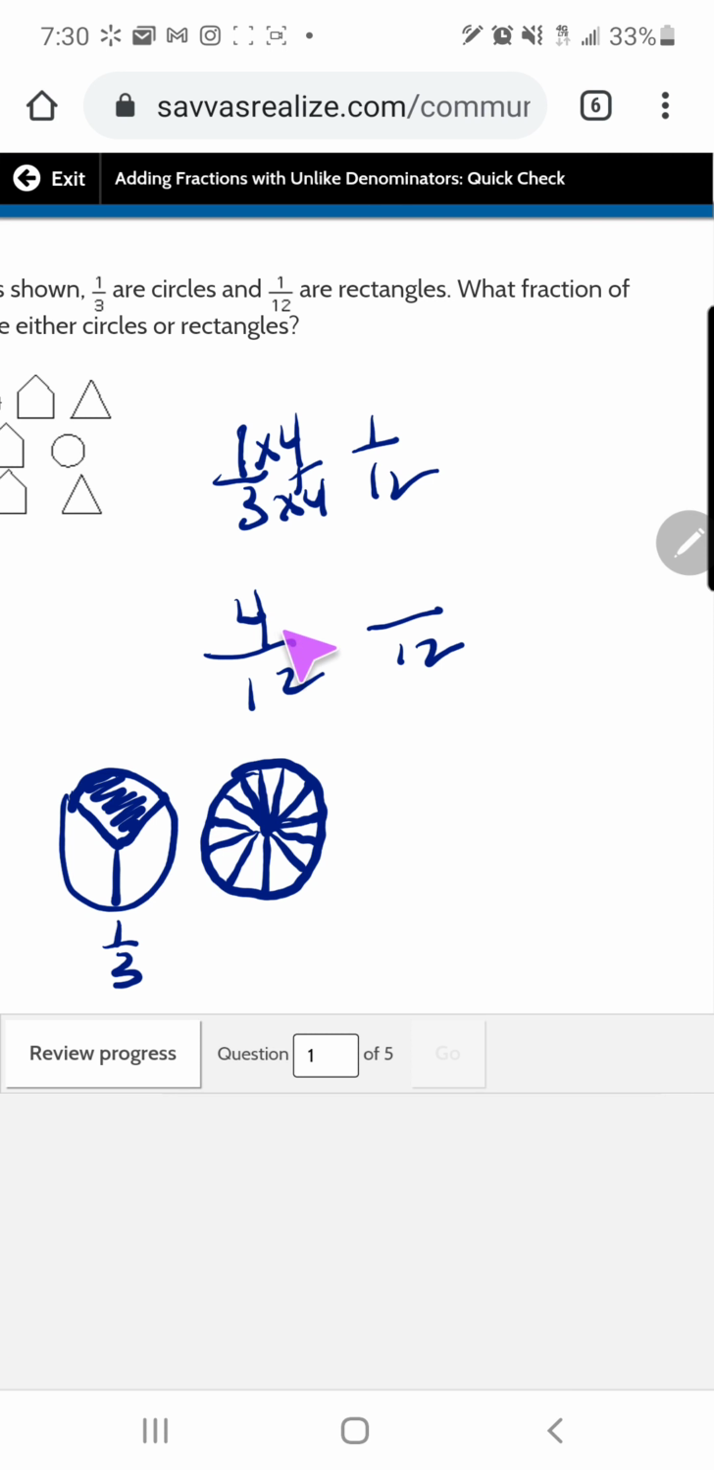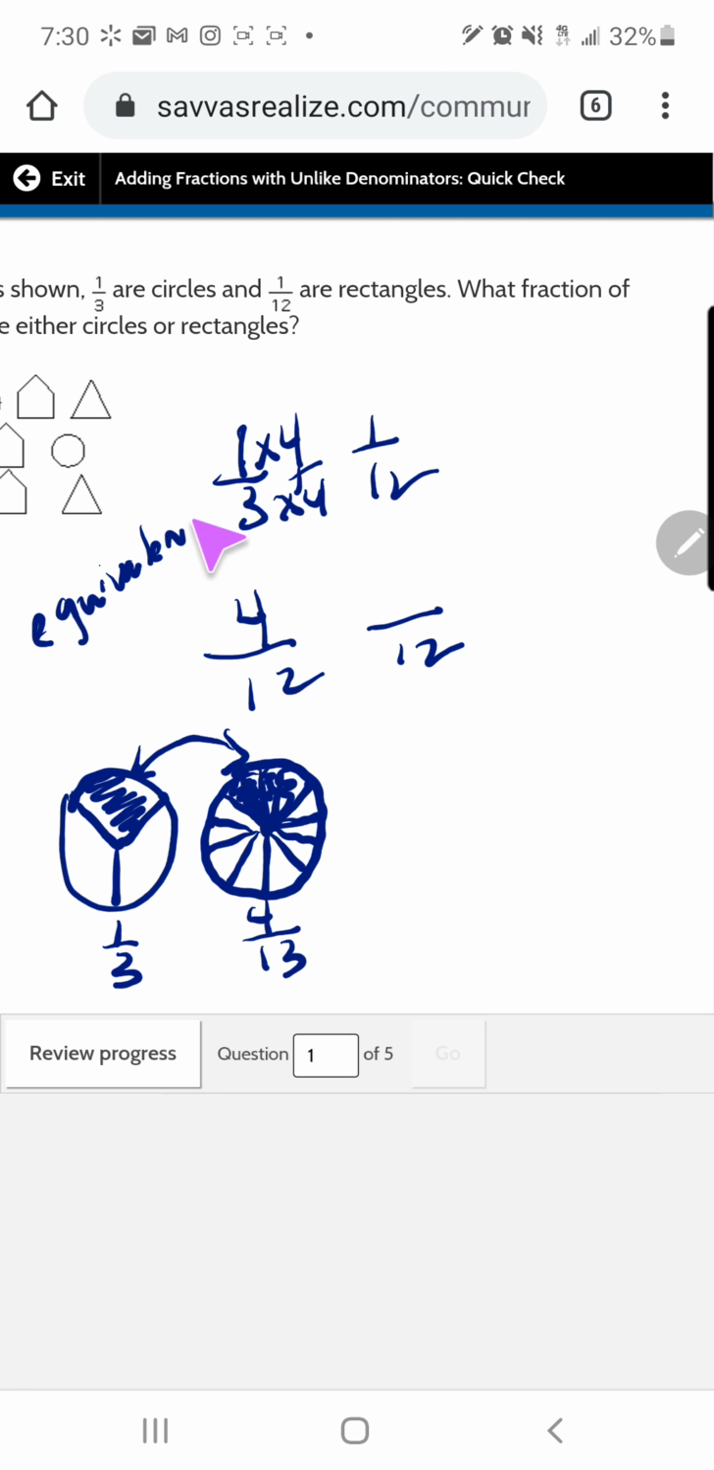And now the fraction says I want 4 out of 12. Well, let's see. 1, 2, 3, and 4. Isn't that area that is shaded the same amount, equal to the same area shaded? So what we just did when we find our least common multiple is that we found equivalent fractions.